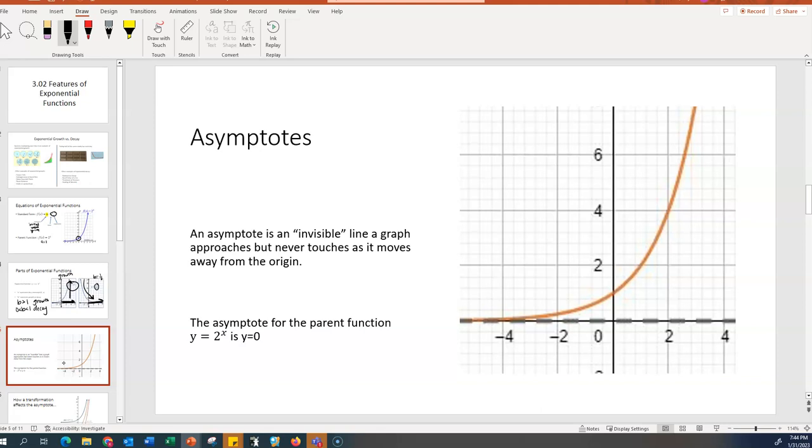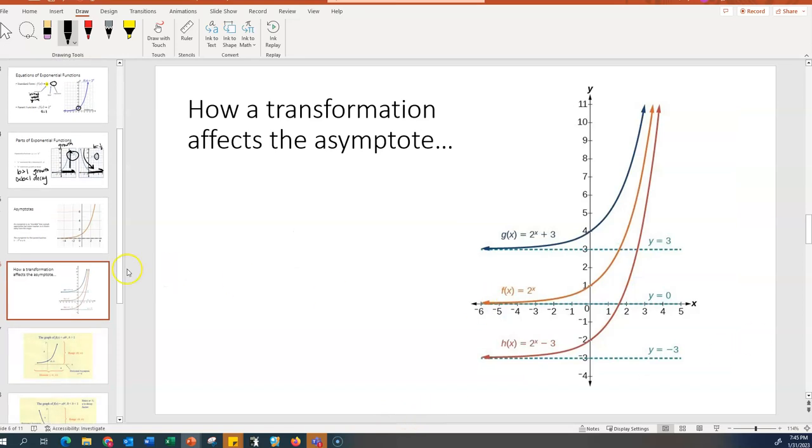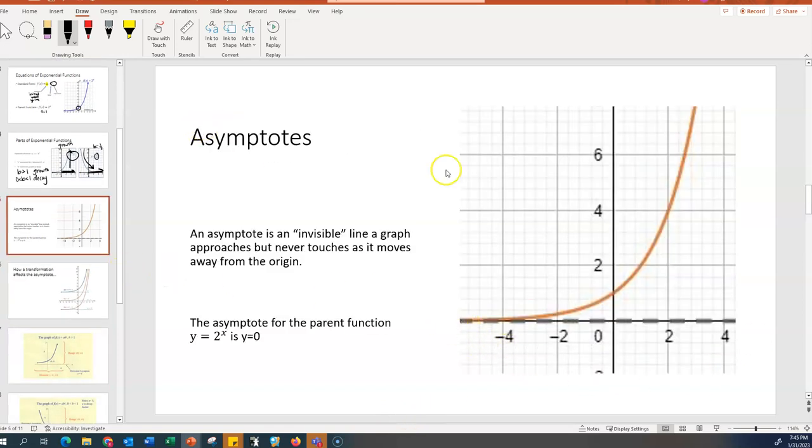We also have a new word called asymptotes. An asymptote is an invisible line a graph approaches but never touches. This is specific to exponential functions. The asymptote for the parent function is y equals 0. So it's going to be the x-axis.